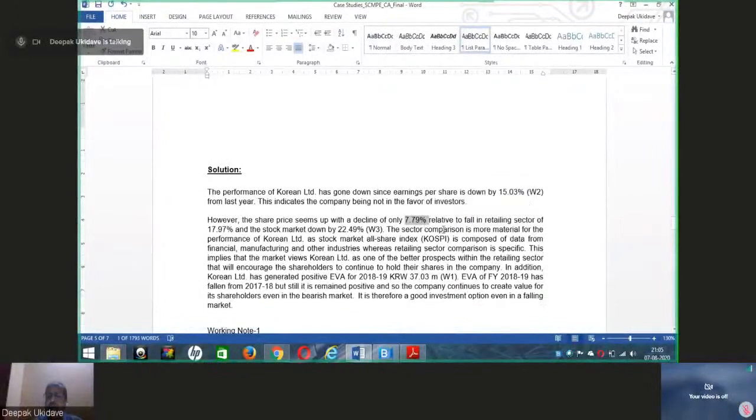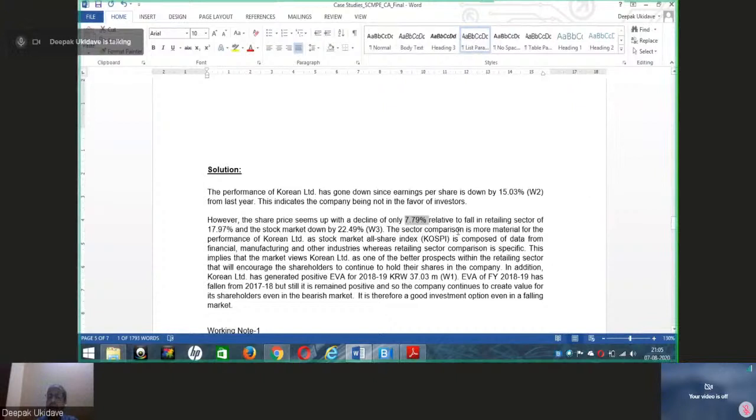So a 7.80% decline in the market price, relative to, that relation is important, as compared to a fall in the retailing sector of 17.97% and stock market down by 22.49%. This is calculated in working note 3. So again the reference is given. This is the second point you are driving, that the market price of the company share has declined only by 8% vis-a-vis the decline in the market index, all share index and also the sectoral index.